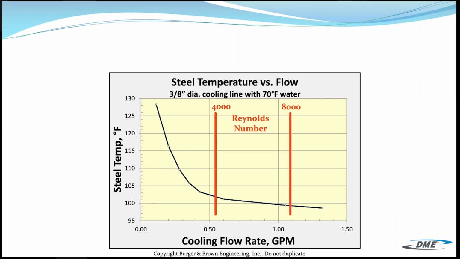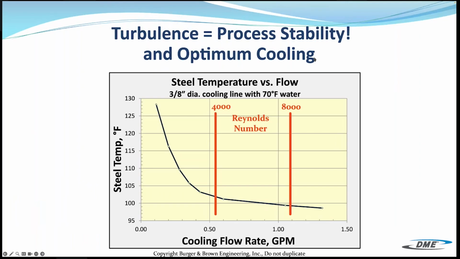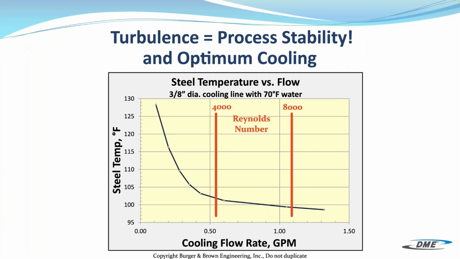So first, we'll start talking about the state of water, which is critical for cooling, and that is what we call turbulent flow. Turbulence is equal to process stability and optimum cooling. And turbulence is what I like to call just the state of the water as it is flowing through the circuits. You can either have laminar flow or turbulent flow.